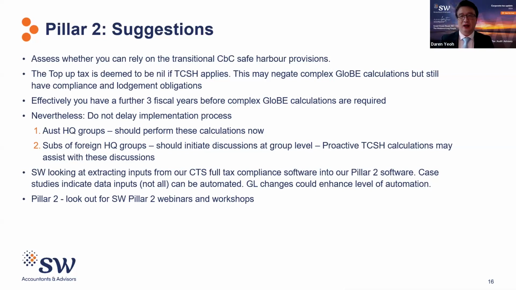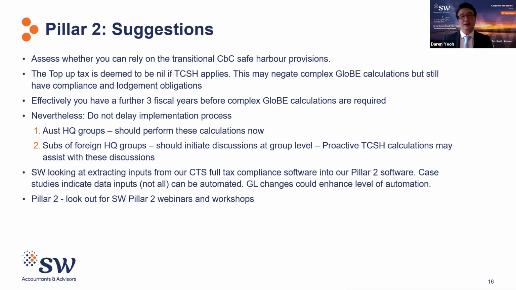For foreign subs of HQ groups, you should initiate discussions with your group tax team as to what information they will require from you and when. So would they do the calculation, or would they give you a template for you to do the calculation, or do you need to do the calculation using your own software and provide the information to them? So it's best to understand that, get clarity in relation to that. But definitely, I would say proactive safe harbor calculations may inform that discussion, or may make it quicker.